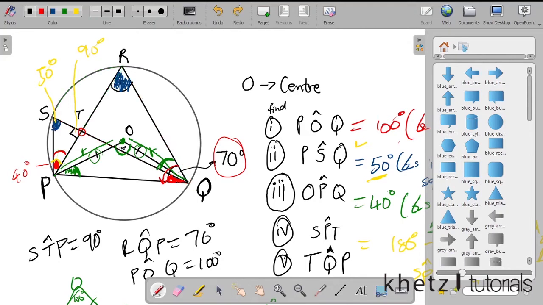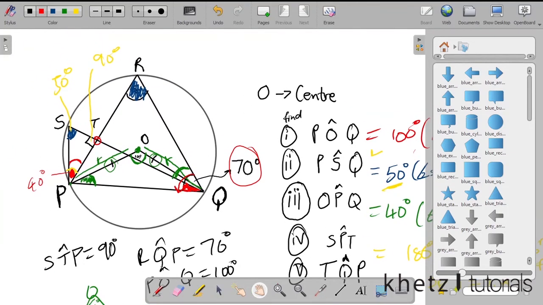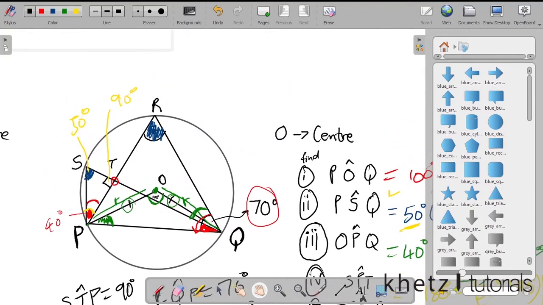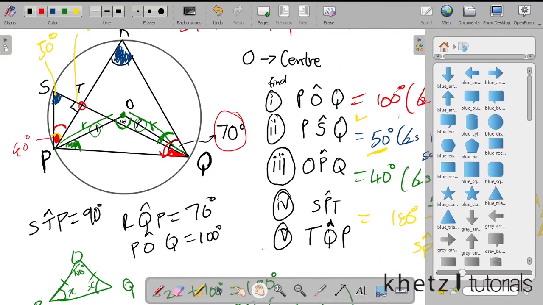So according to the theorem, it says angles in same segment. So to answer the question, you can basically say that SPT is equal to TQR, and that is equal to 40 degrees. Right?